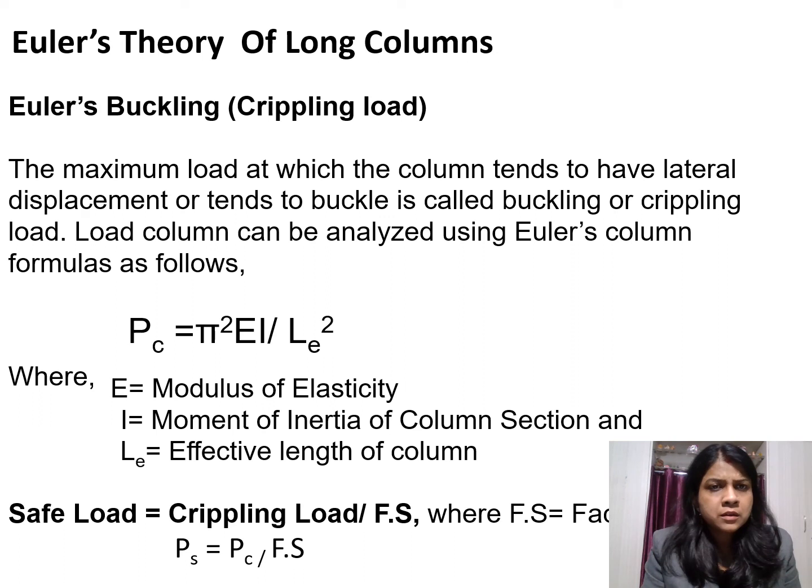As for Euler's theory of long columns, what is the crippling load or buckling load? We have already discussed that the load at which the column will fail due to buckling or crippling is called the buckling load or crippling load. It is denoted as PC. And as per the derivation, to calculate the PC or crippling load, the formula is pi square EI by L effective square, where E is the modulus of elasticity, I is the moment of inertia of the column section, and LE is the effective length of the column.